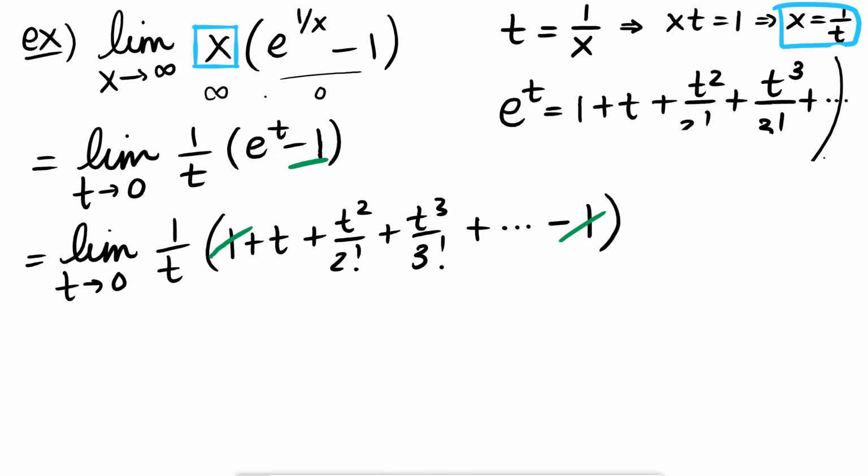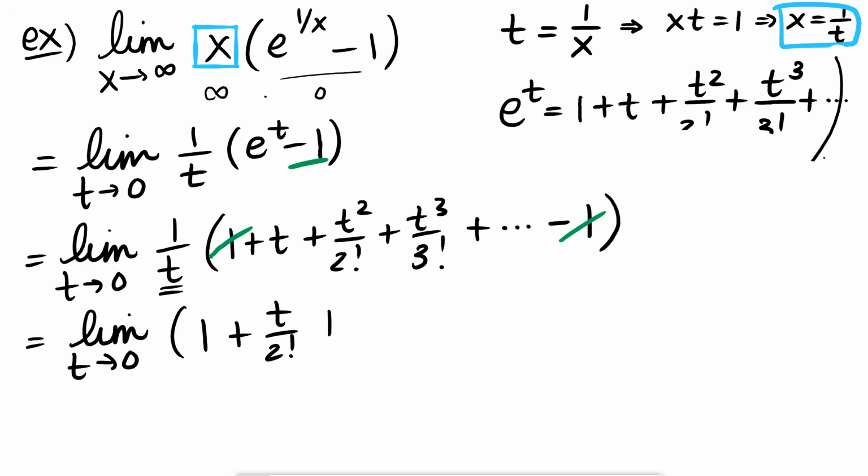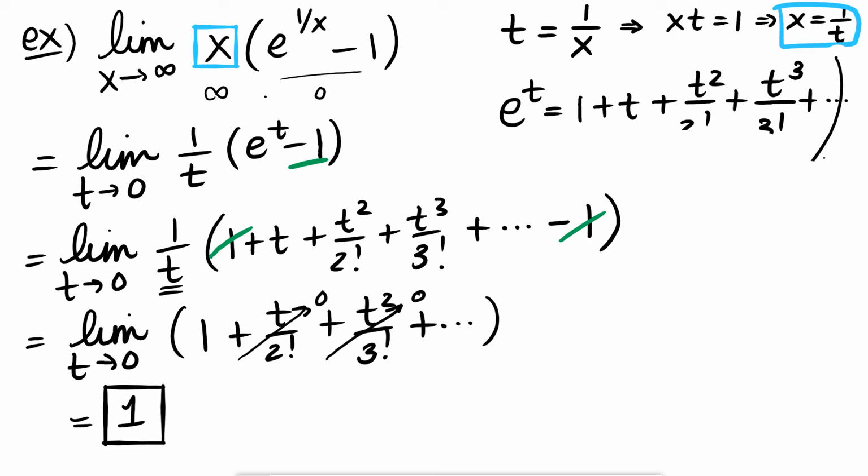Now notice those ones cancel out, and then I can divide each term that remains by this t right here, and that would leave me with 1 plus t over 2 factorial plus t squared over 3 factorial plus dot dot dot. And finally, that t can go to 0, and this whole thing equals 1. So kind of a cool way that we can use these Taylor series to evaluate limits.